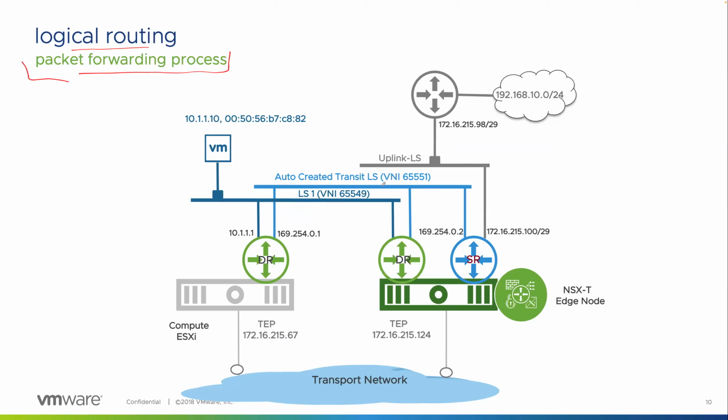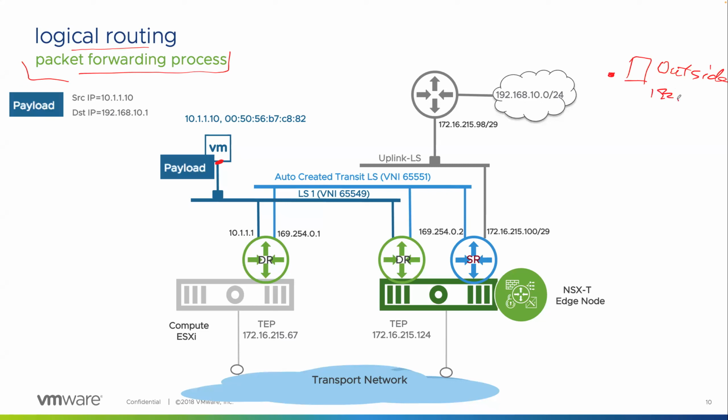For example, we have this VM that wants to talk to another server outside. This is the destination. So this VM just sends out this payload, and the source IP is its own IP, and the destination is this IP, 192.168.10.1.